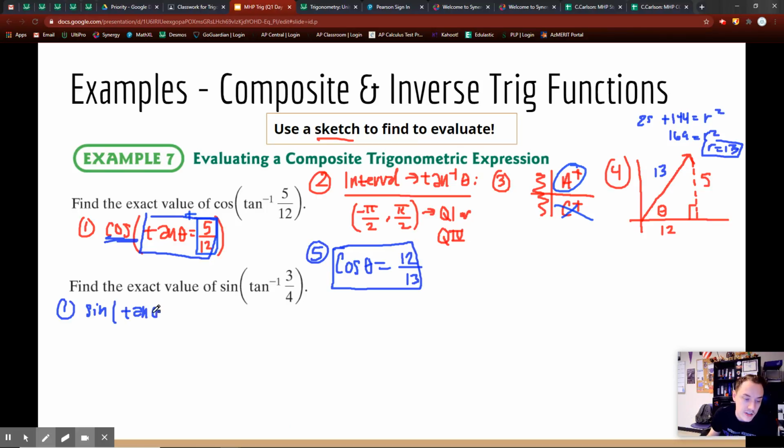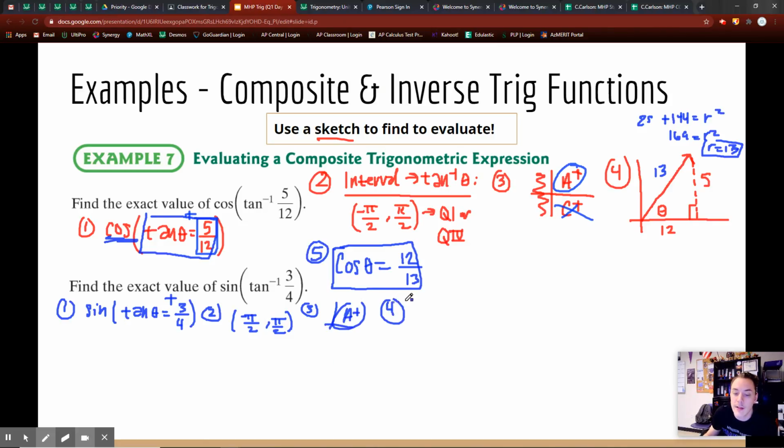So this is tangent of theta equals 3/4. Second thing is my interval is negative pi over 2 to pi over 2. I want to look at my inverse of tangent. Third thing: notice how this is positive tangent. So same thing. If I'm stuck with quadrant 1 and quadrant 4, it's got to be quadrant 1. So I'm going to choose that.